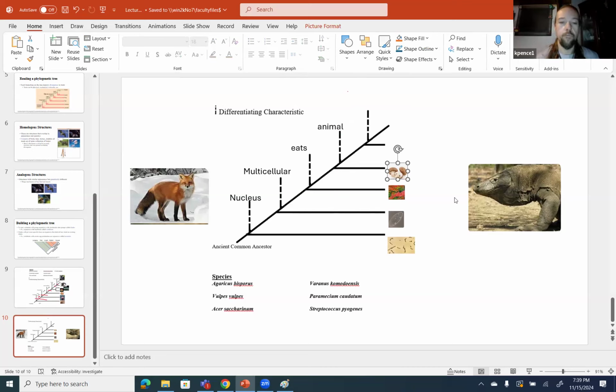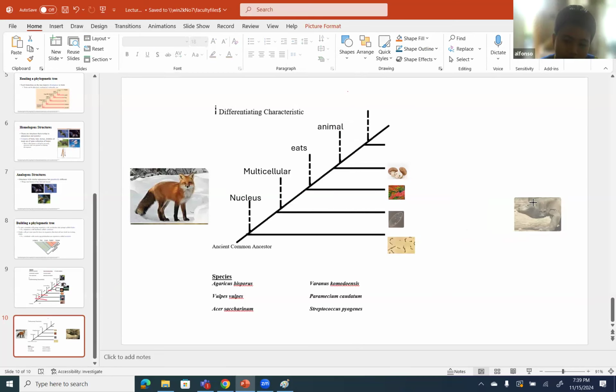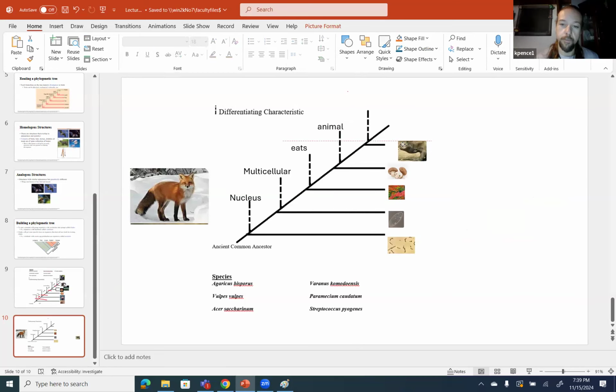Now, we have one more separation to do, right? I can put these either way. I can put this guy here at the bottom or this guy at the top. I'll put him at the bottom, and then I'll put him at the top.